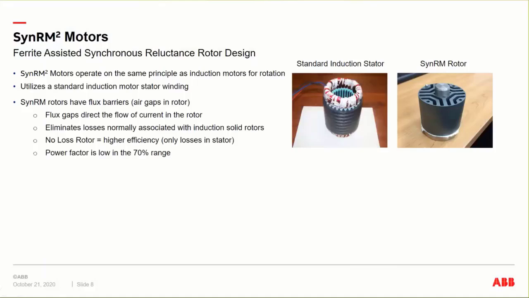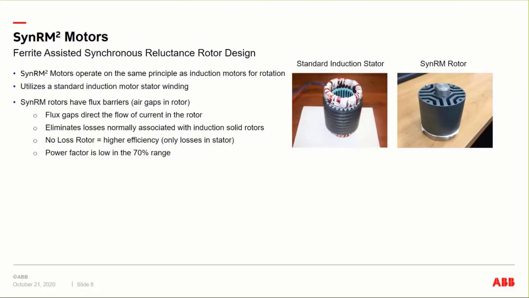SynRM motors have flux barriers. That's the air gaps. It's literally just these air gaps here. Air gaps are non-conductive, so by having air gaps, you can channel the current flow in the rotor. And basically what that does is eliminate the losses in the rotor. So in a standard induction motor, which is about IE3, you have losses in the rotor because it's a solid rotor, and you get circulating currents and losses that produce lower efficiency and heat. So a SynRM motor does a great job of eliminating rotor losses, but it's typically characterized by a higher current draw and a lower power factor.